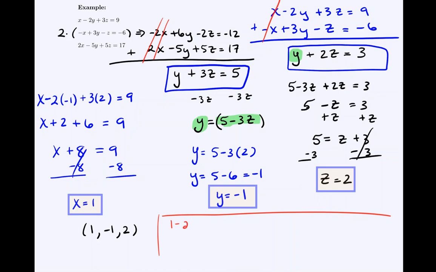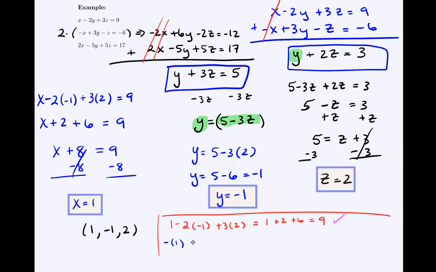1 minus 2 times negative 1 plus 3 times 2, that's equal to 1 plus 2 plus 6. That would be equal to 9. Let's check what it was supposed to be equal to. 9, the first equation works out. Let's continue with the second equation.